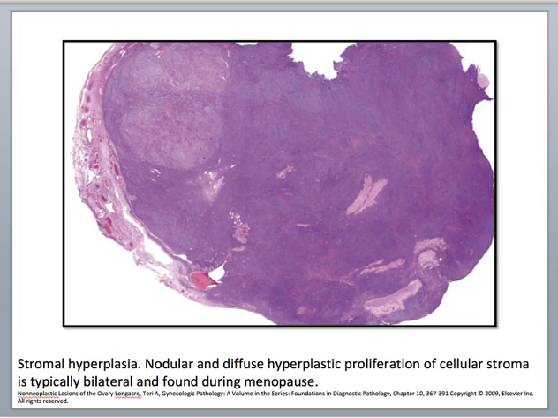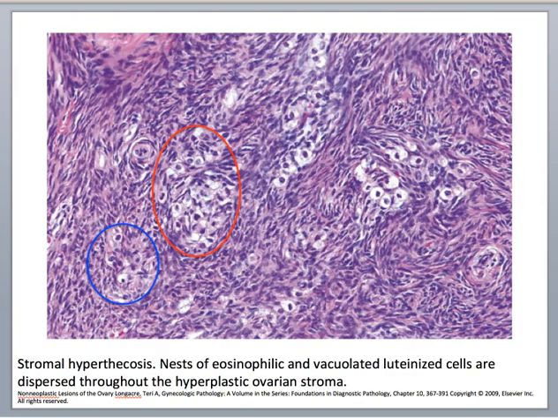This image demonstrates stromal hyperplasia. You see both a nodular as well as diffuse hyperplastic proliferation of cellular stroma with a notable lack of cysts. This is typically bilateral and frequently found during menopause. This image shows stromal hyperthecosis. Again, there's a background of stromal hyperplasia, but there's nests of eosinophilic and vacuolated luteinized cells that are dispersed throughout the hyperplastic ovarian stroma.